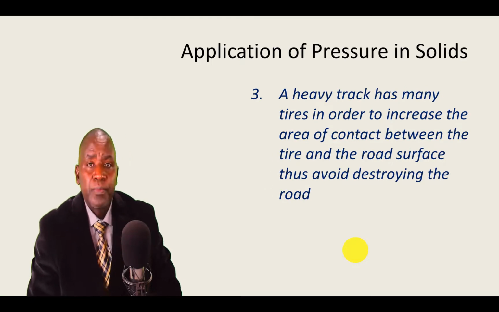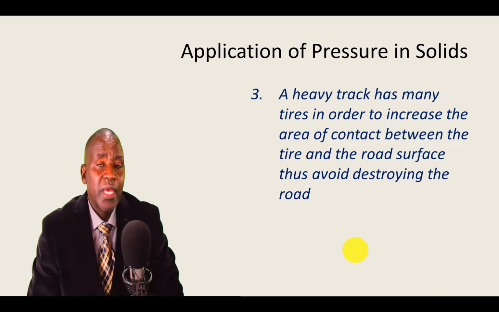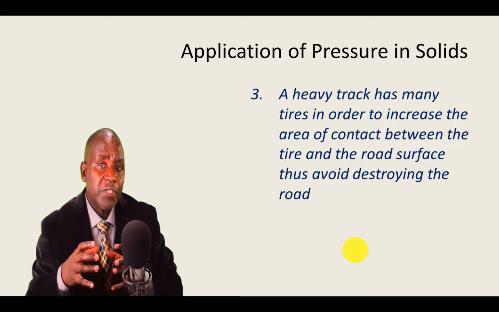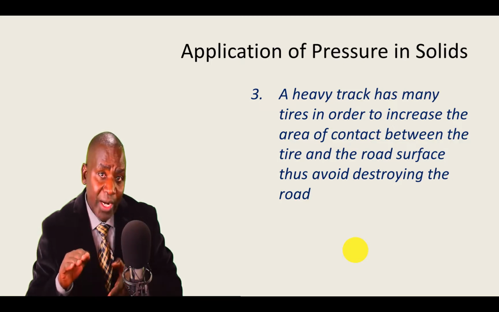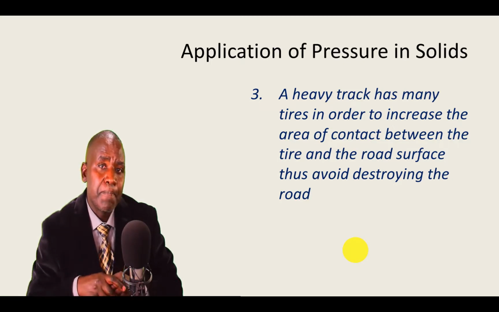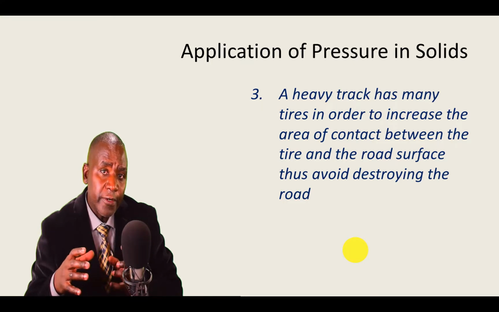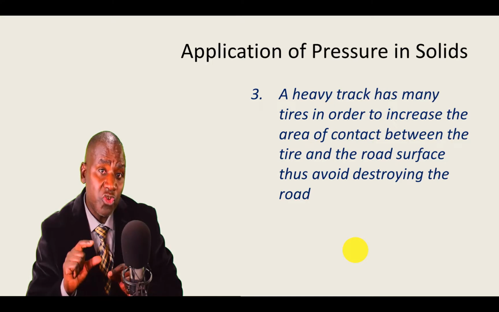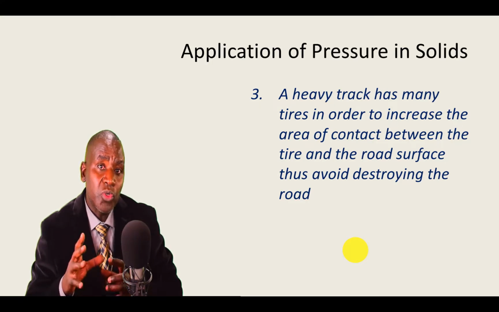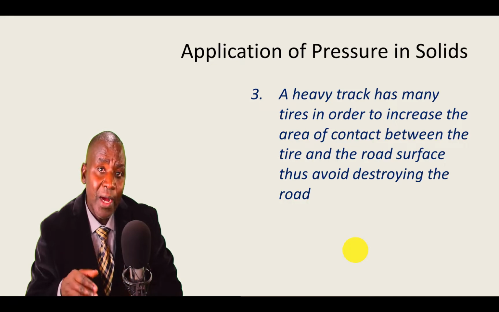Number two, you have also seen this. Heavy trucks usually have very many tires. Now, why is this? The number of tires increases the area of contact between the truck and the road surface. When that area is increased, it helps to reduce the amount of pressure that this heavy truck is exerting on the road, and therefore the road surface does not wear out quickly.